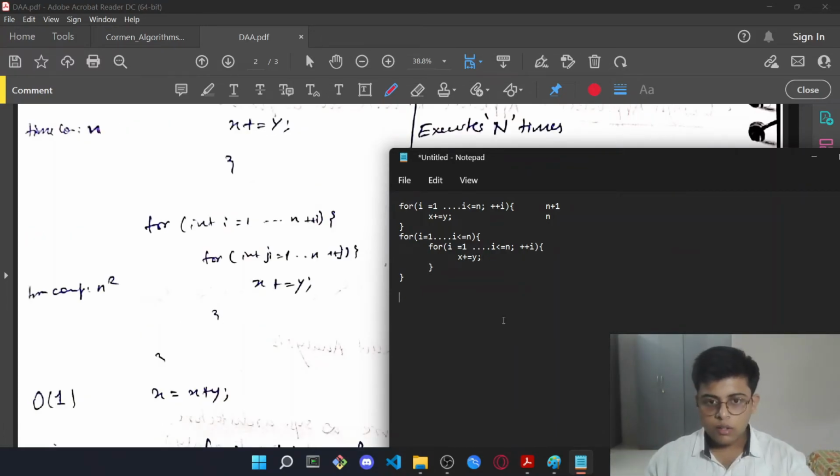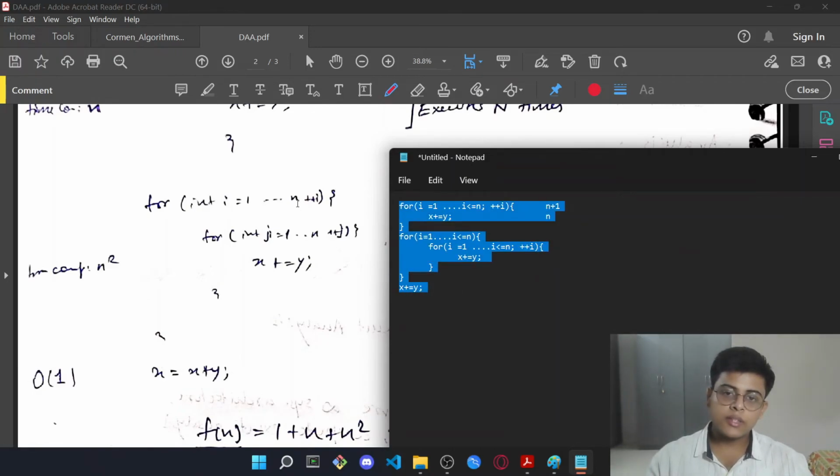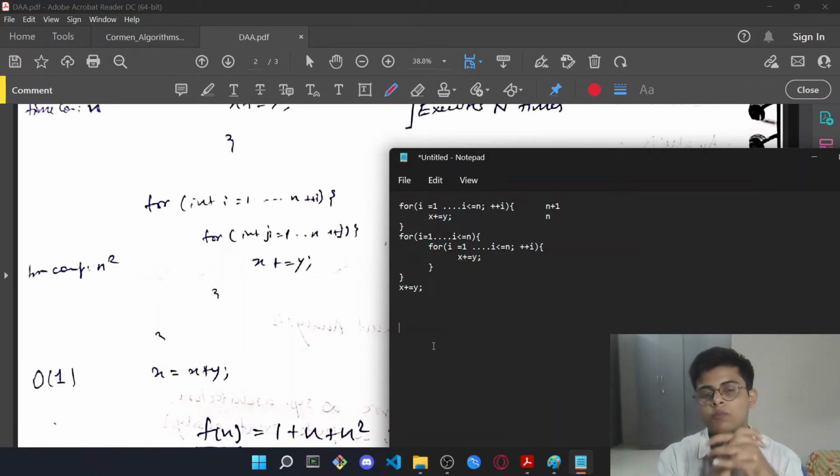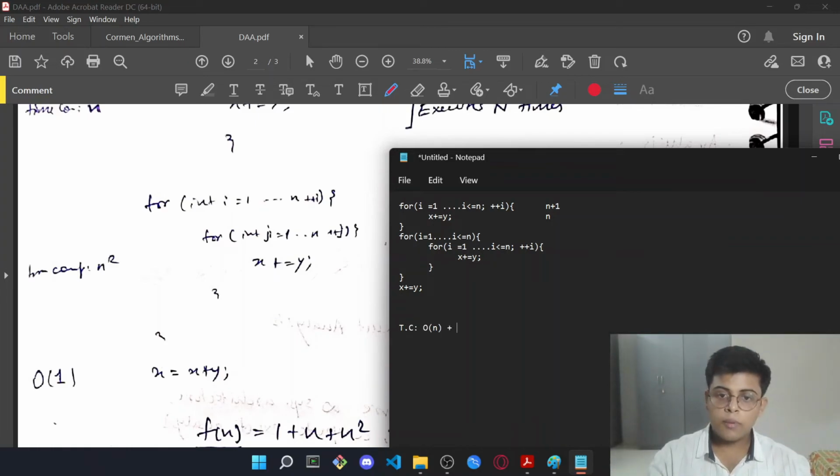There is one more thing that I'll write, that is x plus equals to. Now, what's the time complexity of this whole program? The time complexity of this whole program can be written as follows. TC, that is time complexity of course. Then comes plus. We are adding the time complexities now.